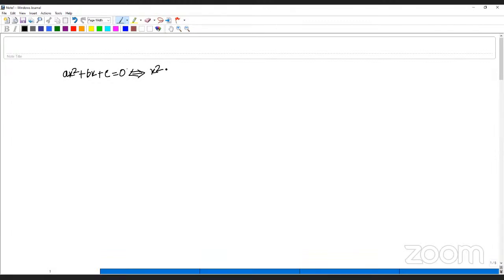x square plus b by a x, right? Can we write like this, sir? I mean, both are same? No, they are not the same equation. They have the same root.